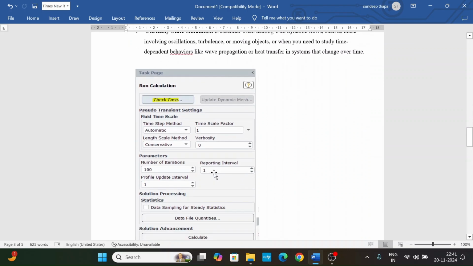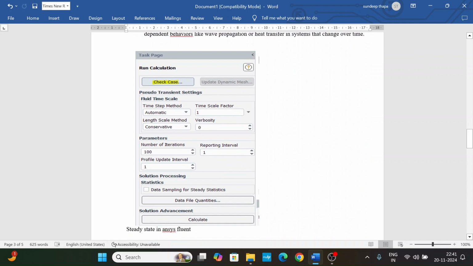Yeah, so now let's discuss steady state in ANSYS Fluent. Assuming that we have given everything, from geometry and meshing to boundary conditions, this is the last step where you hit the calculate button and start your steady state simulation or unsteady state simulation, also called transient simulation. Before that, steady state simulation will ask you for one parameter, the number of iterations.